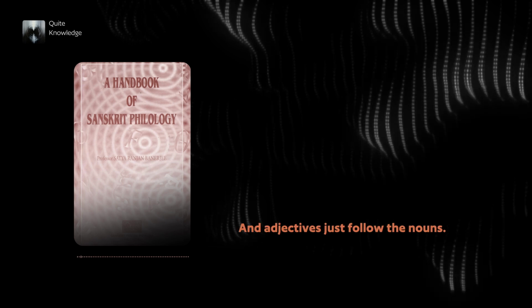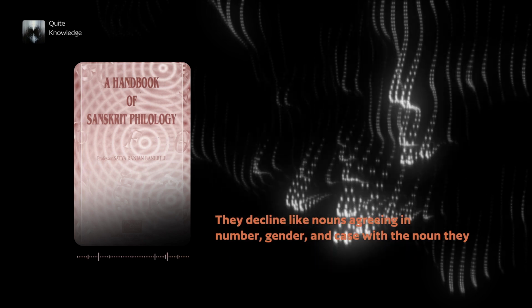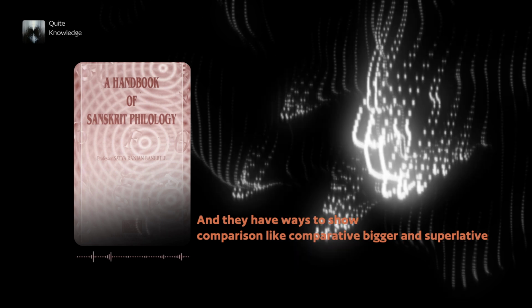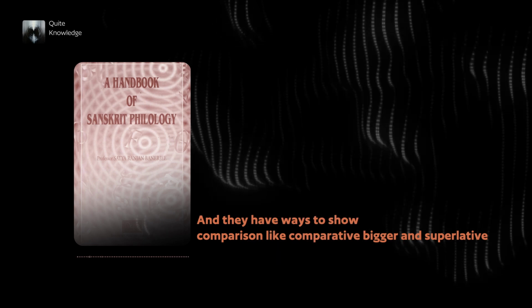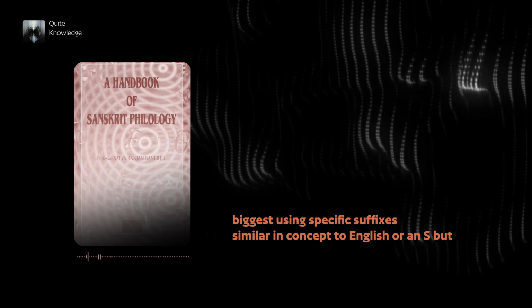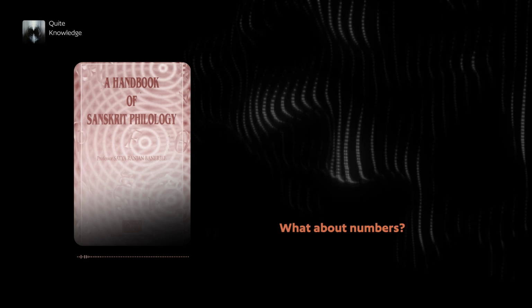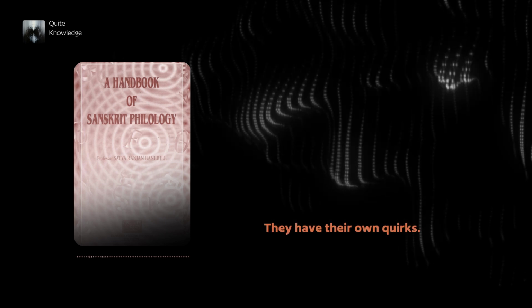Okay. And adjectives just follow the nouns. Pretty much. They decline like nouns, agreeing in number, gender, and case with the noun they modify. Makes sense. And they have ways to show comparison, like comparative bigger and superlative biggest, using specific suffixes, similar in concept to English -er and -est, but obviously different forms. Got it. What about numbers? Are they weird? They have their own quirks, yeah.